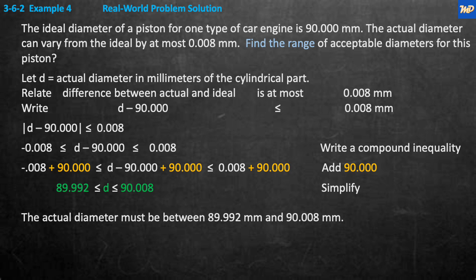So what's the range of diameters that this piston can be to fit into this specification that says 90 millimeters plus or minus 0.008? We're going to let d equal the actual diameter in millimeters of the cylindrical part, the part we're going to measure. Whatever that value is, it's d. We don't know what it is. We're trying to find out what are acceptable diameters. And so there's going to be a larger diameter and a smaller diameter, right? So we're going to relate the difference between actual and ideal.